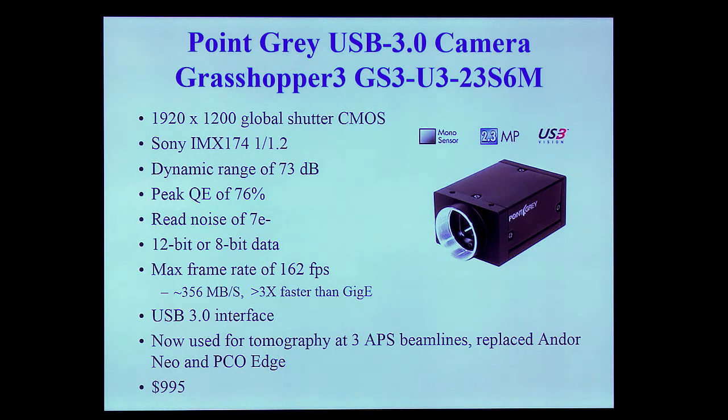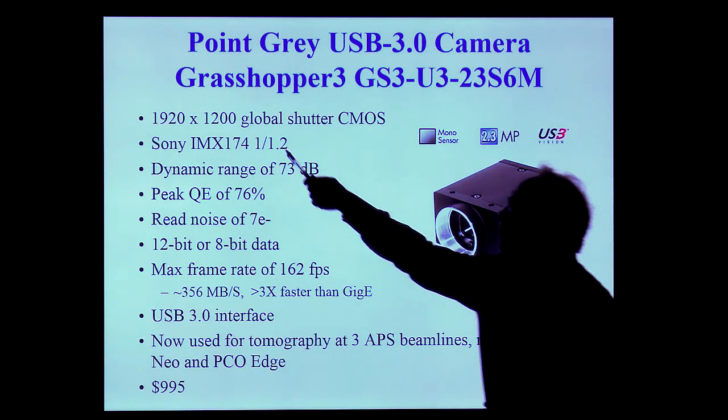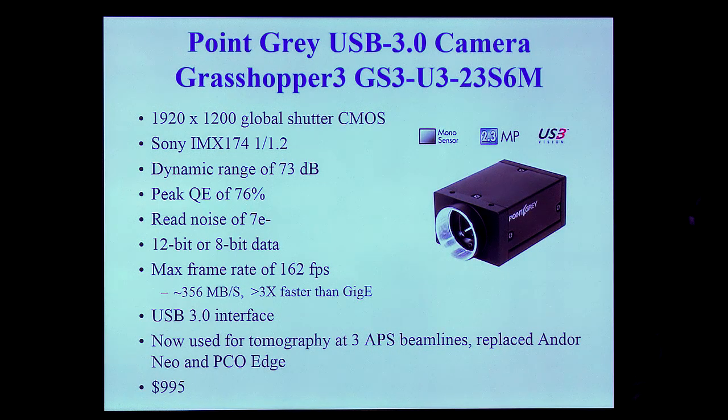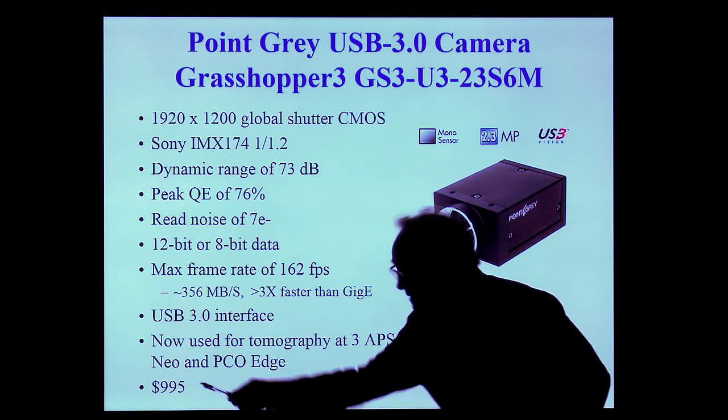This is the one I'm going to be demoing today. It's an amazing chip. It's this Sony IMX174 chip. It's got a very high quantum efficiency. It's only got 7 electron read noise, 8 or 12-bit data, does 162 frames a second, which works out to be about 356 megabytes a second. That's about 3 times faster than gig E. Like I say, USB 3 interface. And this is the camera that's now in use for doing tomography at least 3 of the APS beam lines, and it replaced things like the Andor Neo and the PCO Edge for something like 15 times less money.